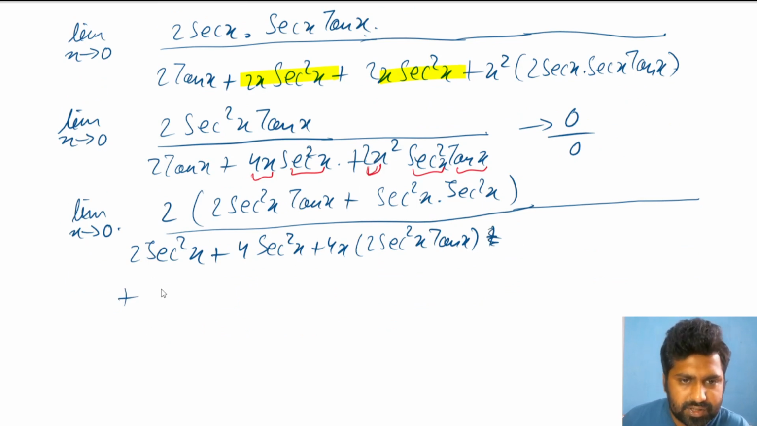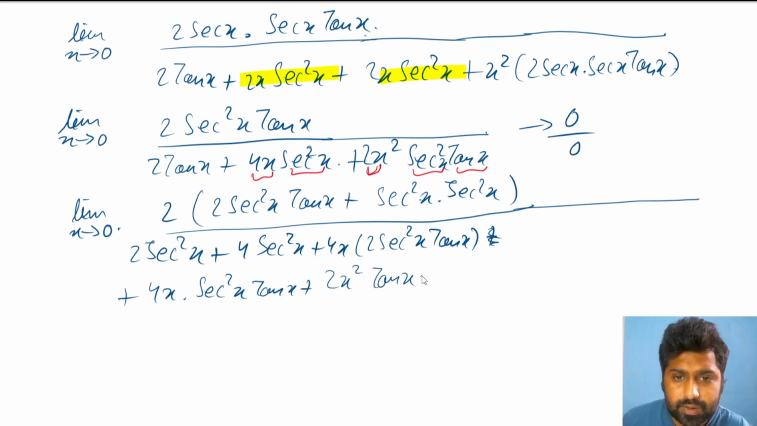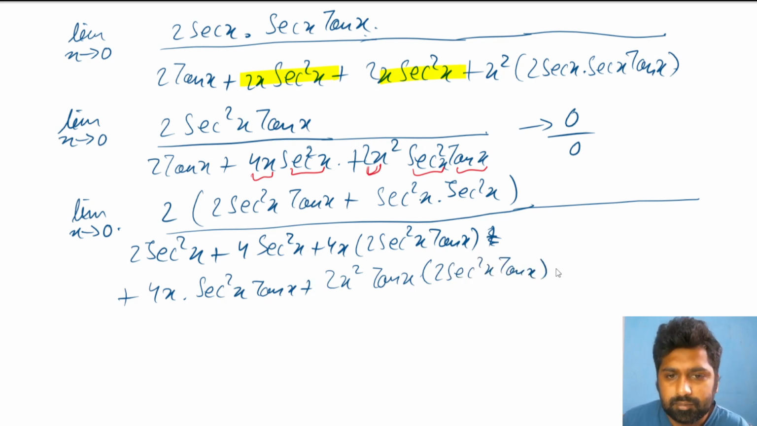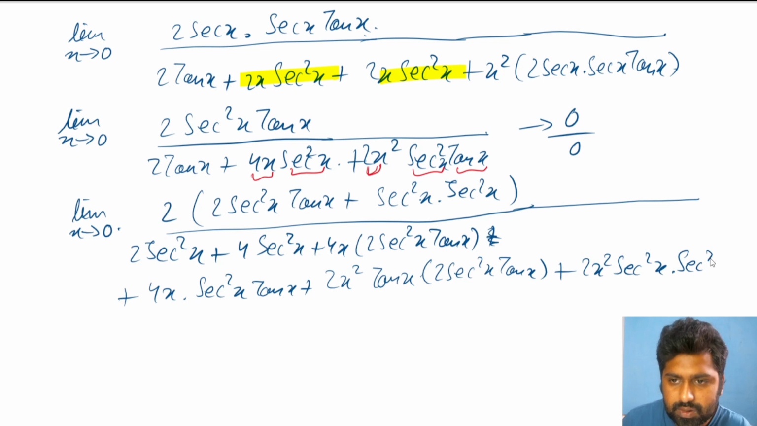2x square differentiation is 4x, remaining 2 terms as it is. Then 2x square as it is, tan x as it is. Sec square differentiation is 2 sec square x tan x. Plus 2x square as it is, sec square as it is. Tan x differentiation is sec square x. Whoa, very lengthy.